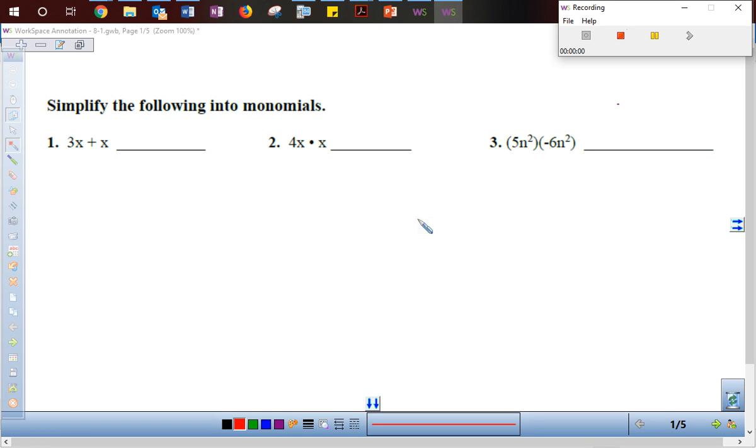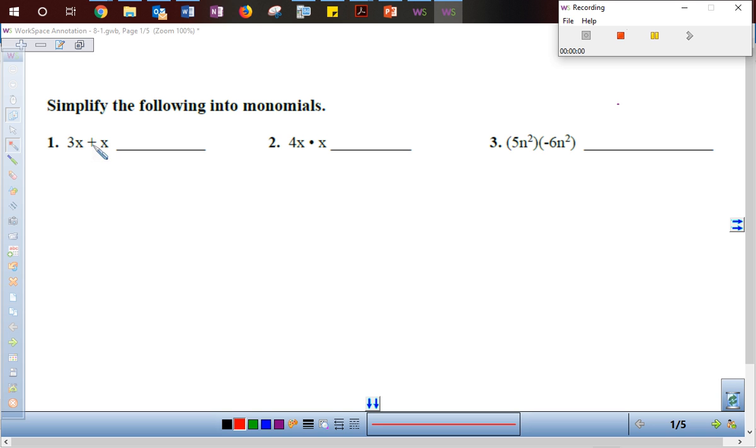Alright guys, today we're going to talk about simplifying polynomials by addition and subtraction. So on number 1, 2, and 3, it's just kind of a quick review over what we did last chapter. So on number 1, we have 3x plus x.